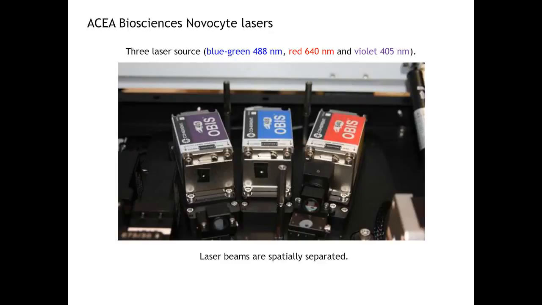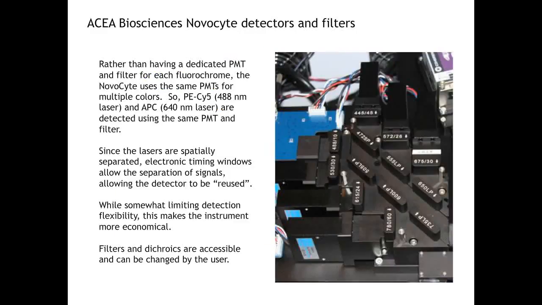The NovaSight takes advantage of this. It has 3 coherent lasers, very small units that it uses for excitation of fluorescent probes, a blue, a red, and a violet. The laser beams are spatially separated like they are on traditional instruments. The NovaSight also takes advantage of PMT sharing, which is another interesting development in lowering the cost of cytometers.